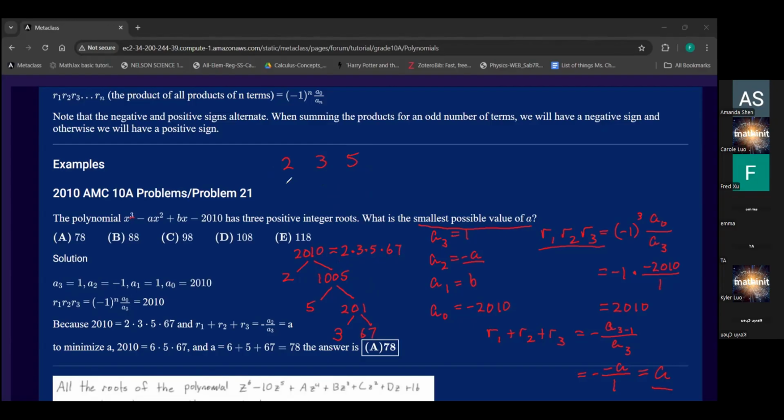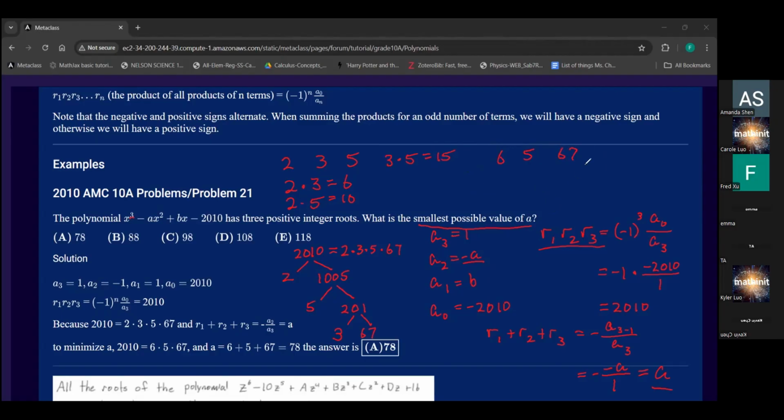So we can first try out 2 times 3. What is that? That is 6. Okay. What is 2 times 5? That is 10. And 3 times 5, that is 15. All right, so then let's test it out. Let's first test out 2 times 3, which is equal to 6. So in that case, the roots would be 6, 5, and 67.